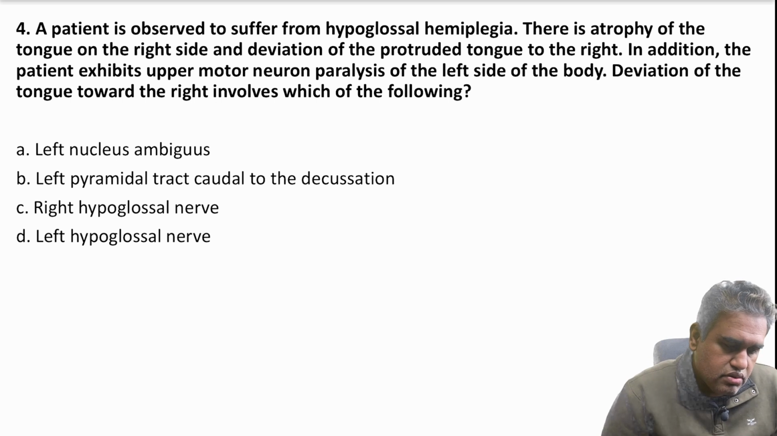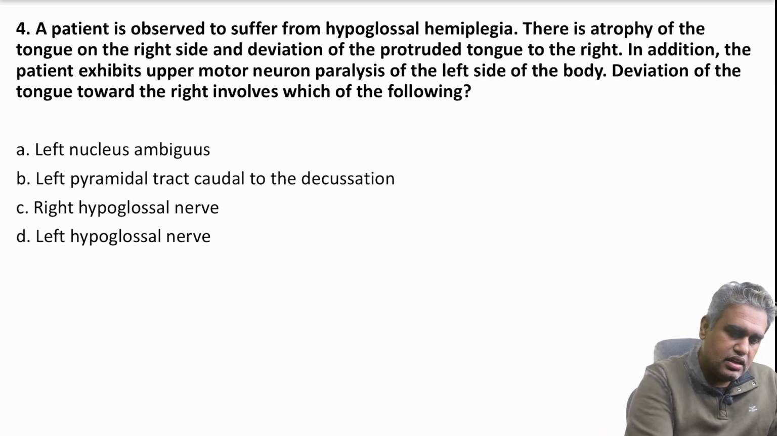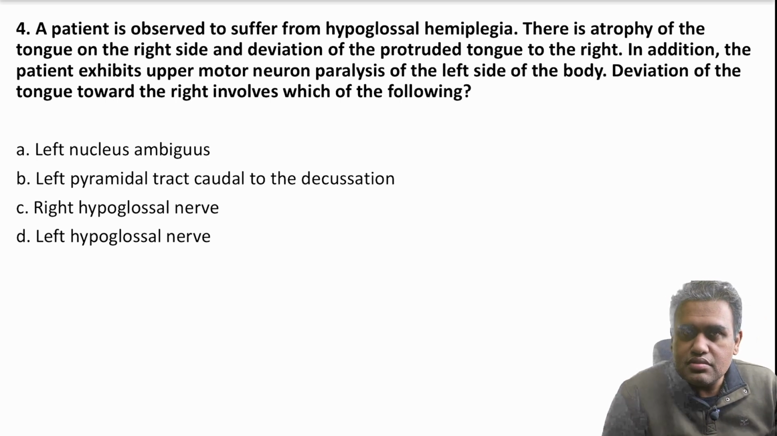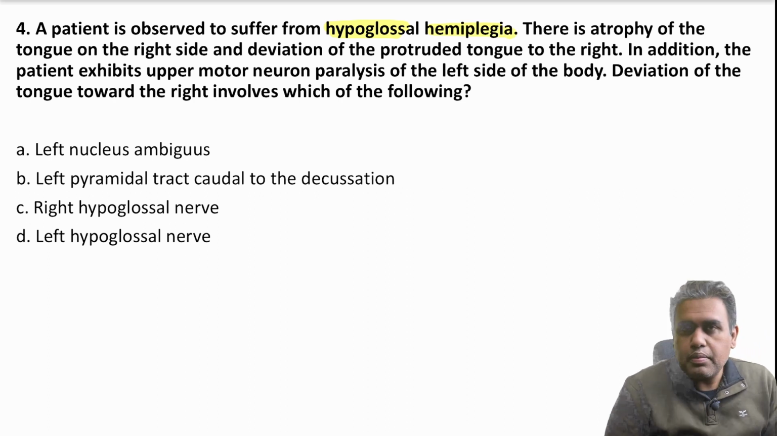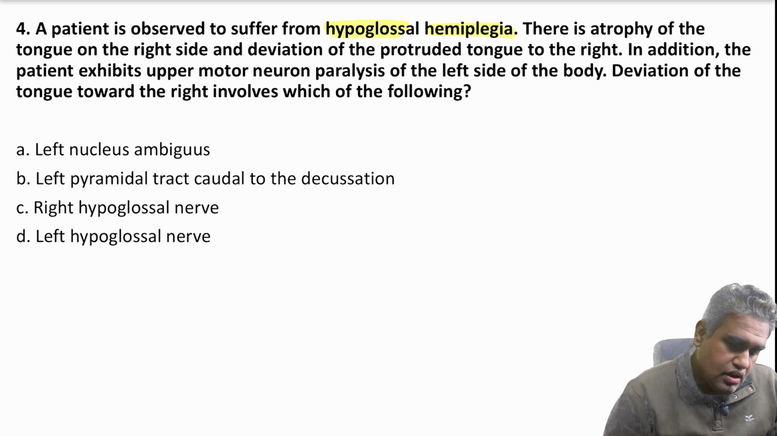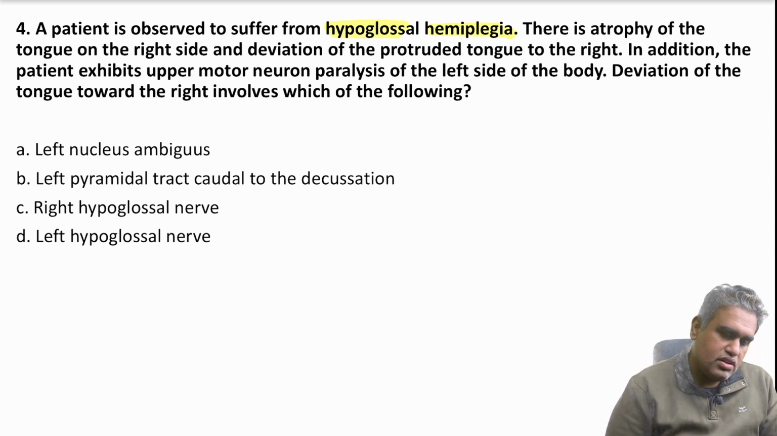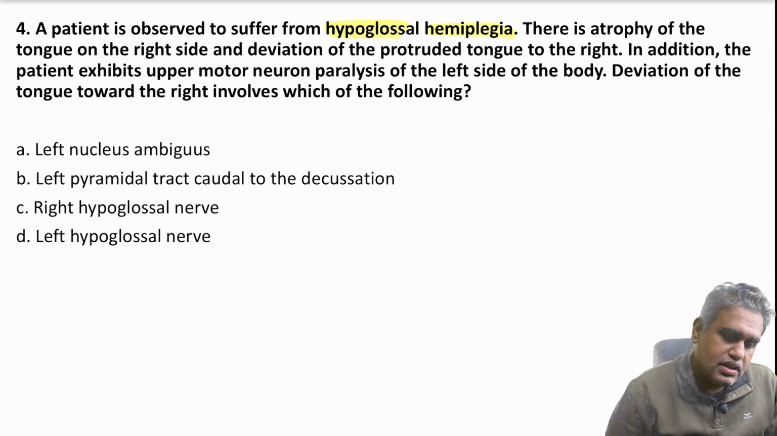A patient is observed to suffer from hypoglossal hemiplegia. What is hypoglossal hemiplegia? It looks like a very intimidating term. Hypoglossal is the 12th nerve. Hemiplegia means half the body paralyzed. Hypoglossal is the 12th nerve, a tongue problem. So the patient is suffering from this. There is atrophy of the tongue on the right side and deviation of the protruded tongue to the right side.